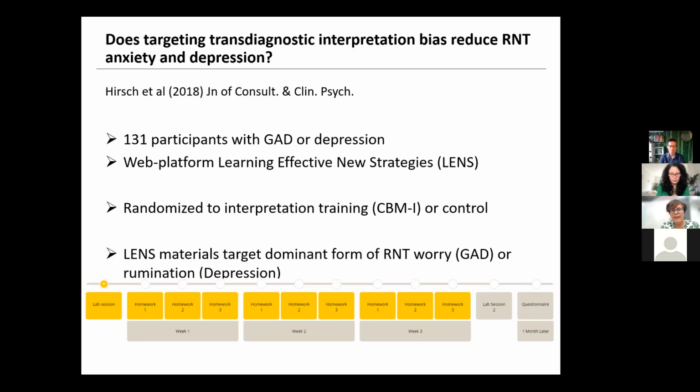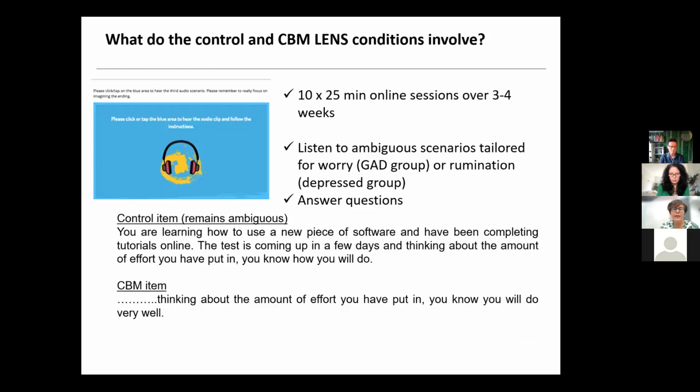As I say, people were trained in their dominant form of RNT, so worry if you had GAD, and depression-related rumination materials if you had depression. You had 10 sessions of 25 minutes, and you had to listen to ambiguous scenarios. In the active group, the ambiguity was resolved in a positive way, but in the control group, it remained ambiguous.